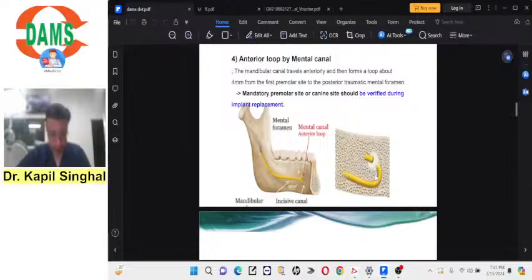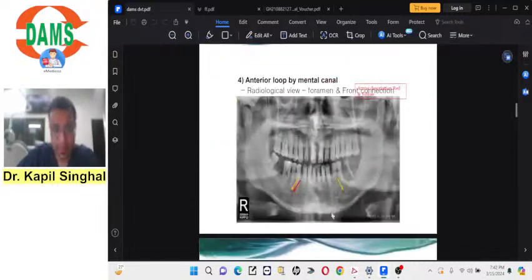So if they ask you, if you want to place an implant near mental foramen, what is the safe distance? So you need to keep a distance of 5 millimeter away from the mental foramen to take care of this loop. Okay, so you don't drill into this loop. Is it clear? So you can see in this picture, this is the loop. This red mark is the loop. Okay.